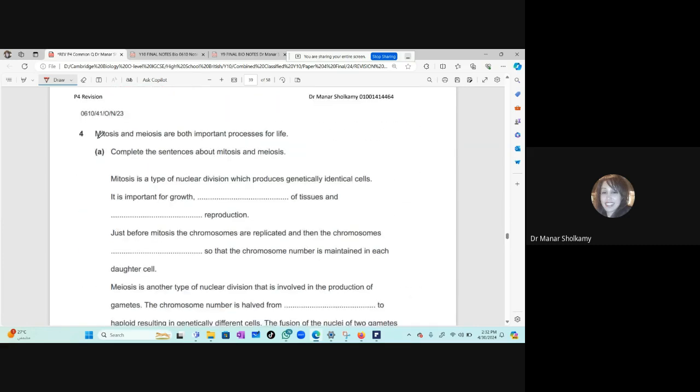Okay, now good. Meiosis and mitosis, very important, of course. Mitosis is a type of nuclear division which produces genetically identical cells. It is important for what of tissues? Repair. Excellent. We repair tissues. We do not repair cells, we replace cells. So don't forget, we replace cells, because when a cell is defective, I will not repair it. It's going to die and I will replace it with another cell by mitosis, an identical cell. So we replace cells and repair tissues.